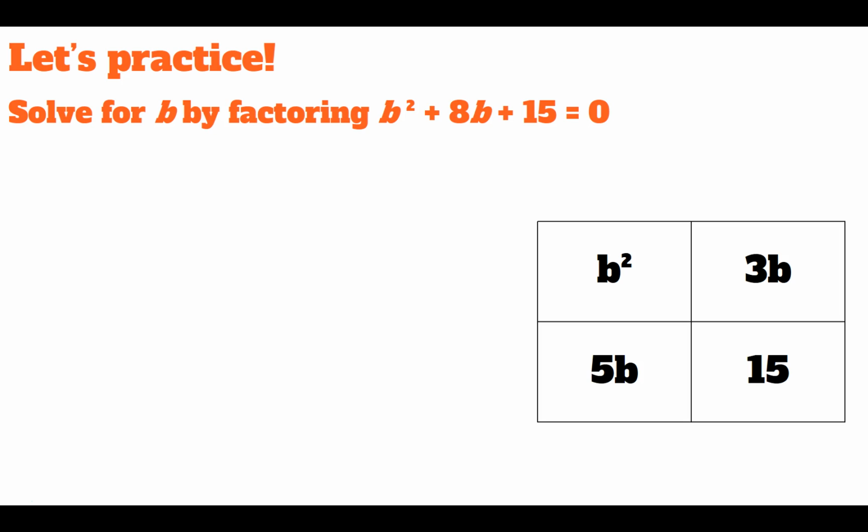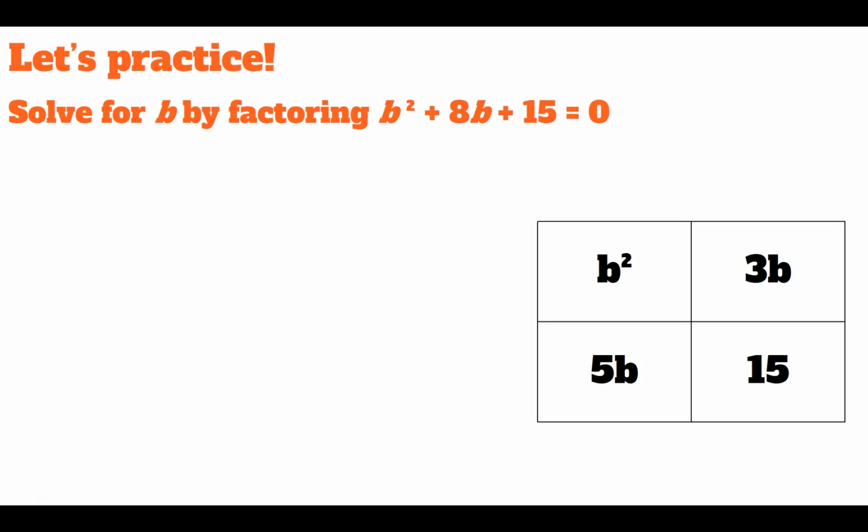All right, not our answer yet. What do we have to do now? We got to find our greatest common factor from each row and each column. Okay? Greatest common factor is the biggest thing you can divide out of all the pieces that are there.